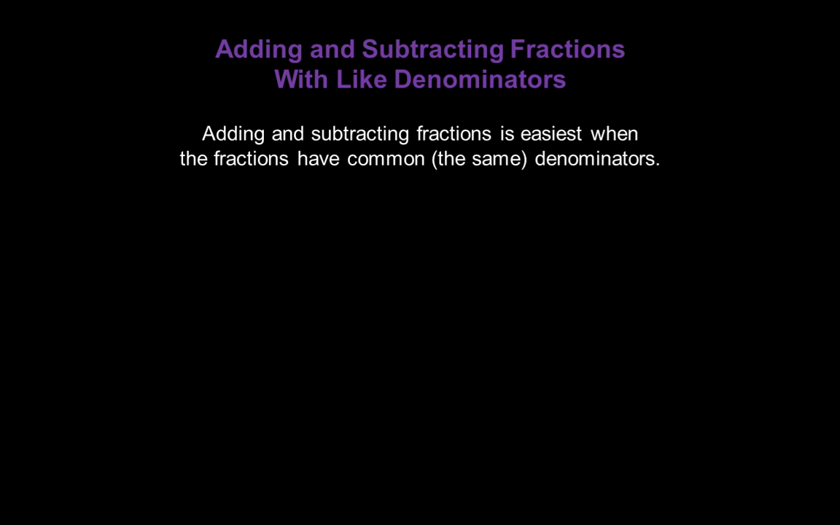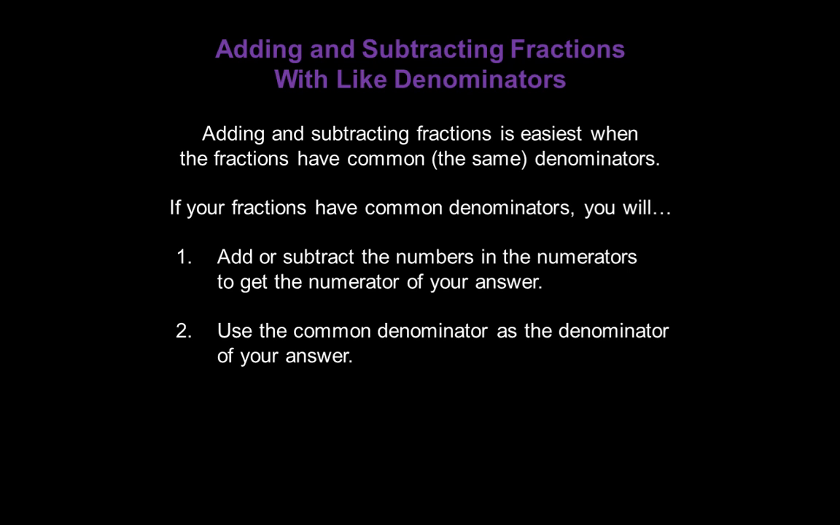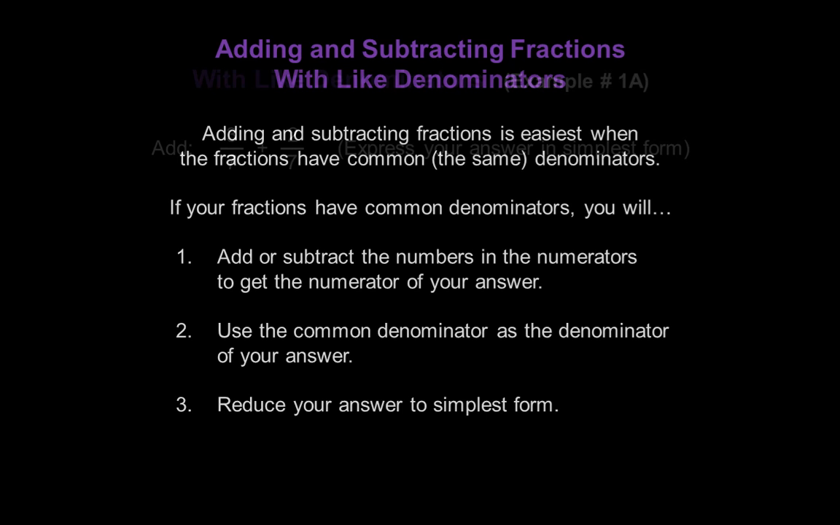Adding and subtracting fractions is easiest when the fractions have common or the same denominators. If your fractions have common denominators, here's what you do to solve those problems. Step 1. Add or subtract the numbers in the numerators to get the numerator of your answer. Step 2. Use the common denominator as the denominator of your answer. And step 3. We always reduce our fractions to their simplest form.